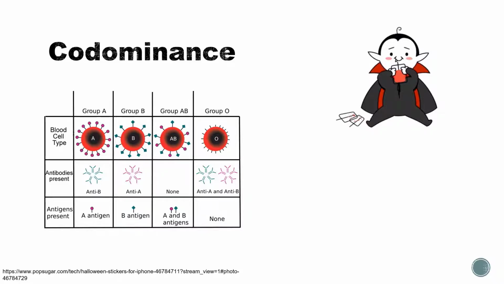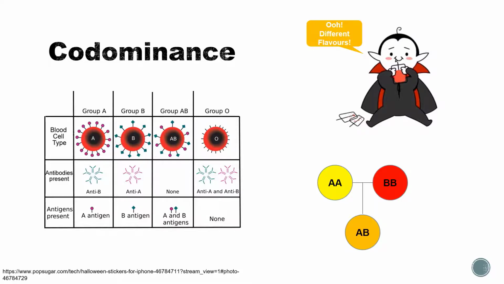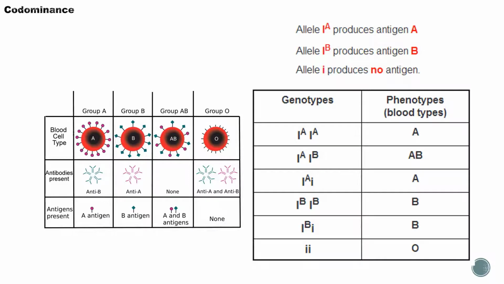So what happens when an individual of blood genotype A mates with someone with blood genotype B? The kid inherits the blood group AB. But why? This is because the blood group is determined by three genes, one of which does not make any antigen, while the other two make A and B respectively.